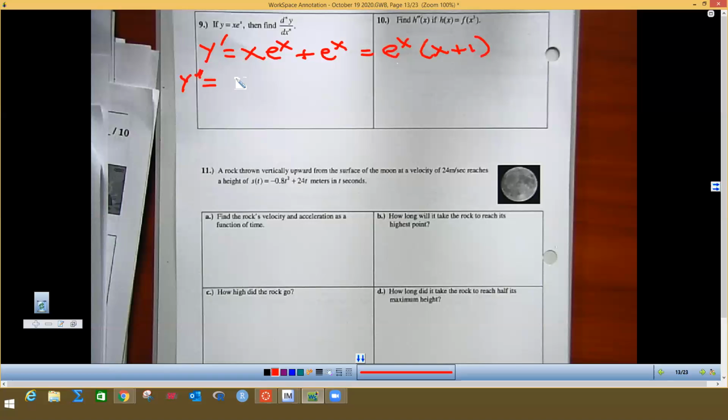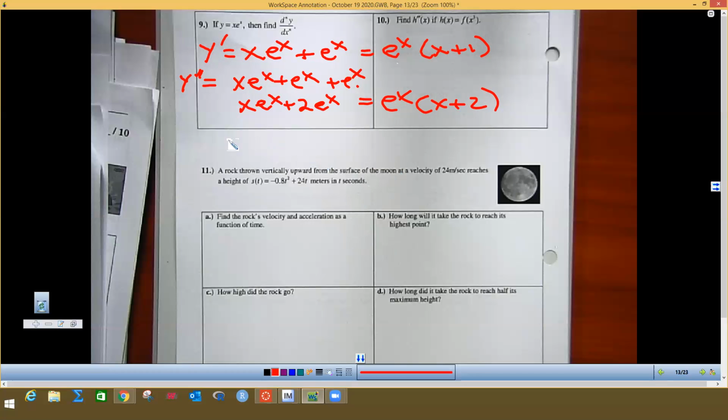I could do product rule over here, but let's see what we get when we do this one again. The derivative of this is going to be x e to the x plus e to the x. That's the derivative of this because that's the same as this, right? And then the derivative of that e to the x gives this e to the x. So I'm going to rewrite this as x e to the x plus 2e to the x, because those are like terms. That's going to equal e to the x times x plus 2.